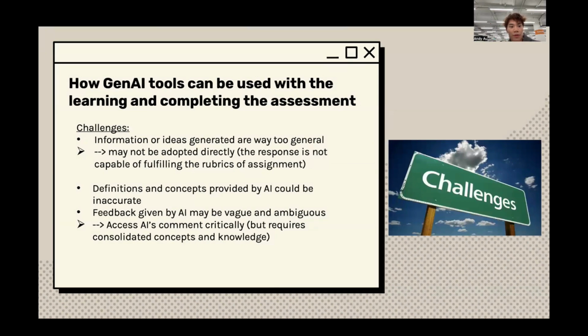So we do face some challenges when we use generative AI to help us do assignments. For example, some information and ideas generated are too general, and may not be adopted directly because the response is not capable of fulfilling the rubrics of the assignment. Also, the definitions and concepts provided by AI can be inaccurate. Thirdly, the feedback given by AI can be fake and ambiguous. So we have to assess AI's comments critically.